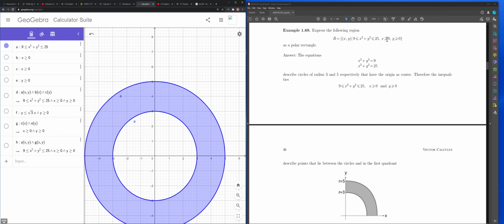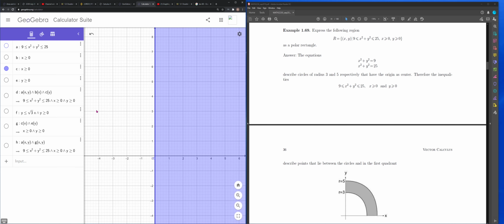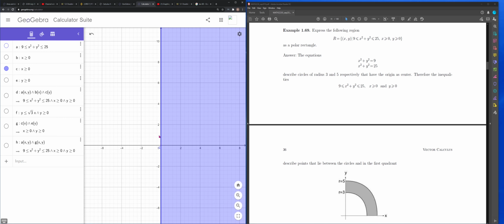And then I have x bigger than or equal to 0. This gives me half a plane, which is this half of a plane over here. Where x is bigger than or equal to 0 and y bigger than or equal to 0 is this half of a plane over here. When you combine x bigger than or equal to 0 and y bigger than or equal to 0, you get this first quadrant here.